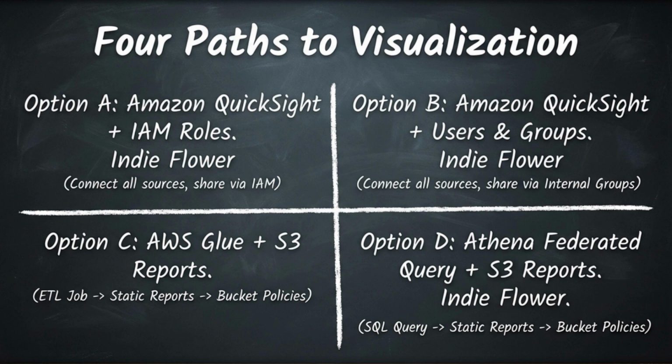Option C. Go through AWS Glue. Create a table and crawler for S3. Run an ETL job to generate reports. Publish reports to S3. Restrict access via S3 bucket policies. Option D. Again, AWS Glue for S3. But for PostgreSQL, use Amazon Athena Federated Query. Generate reports via Athena, publish to S3, restrict with bucket policies.